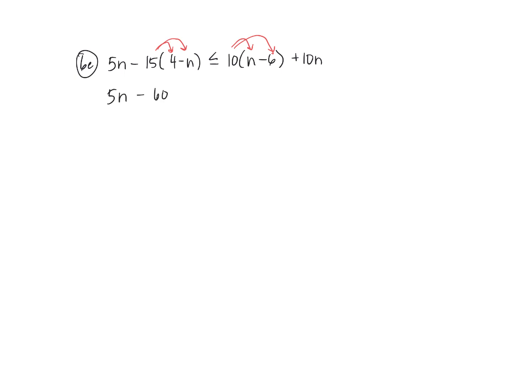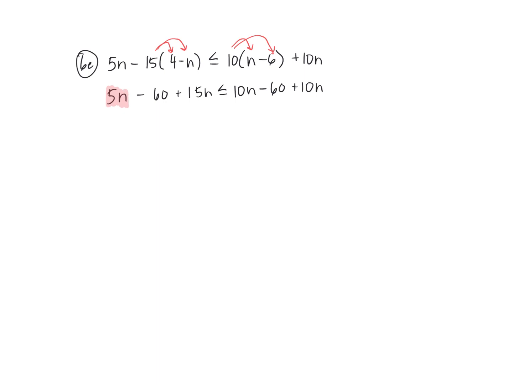The last part for number 6 is part E. This one is 5n minus 15 times 4 minus n is less than or equal to 10 times n minus 6 plus 10n. So we'll start by distributing. And from there, we'll get 5n minus 60 plus 15n less than or equal to 10n minus 60 plus 10n. So we'll combine like terms.